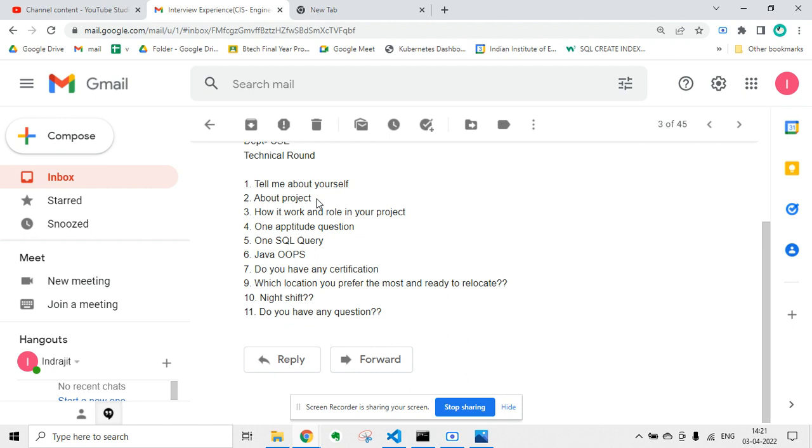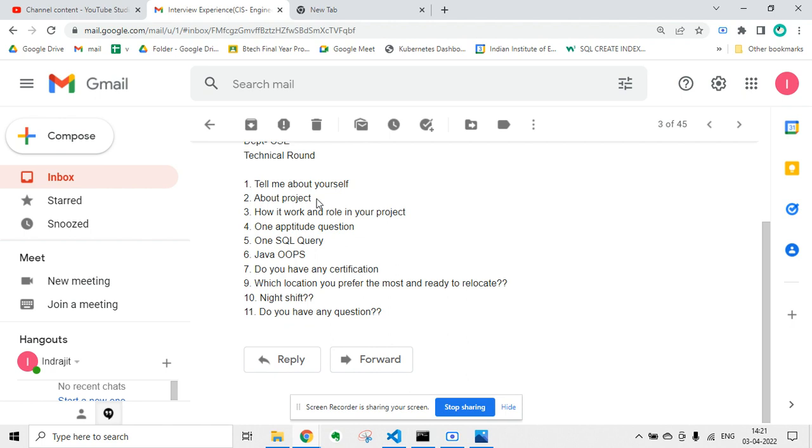Then an aptitude question was asked, and you should brush up your aptitude preparation a little bit, because one aptitude question can be asked in the interview. Then next is a SQL query, and if you know SQL, you should be able to write a SQL query in the interview.